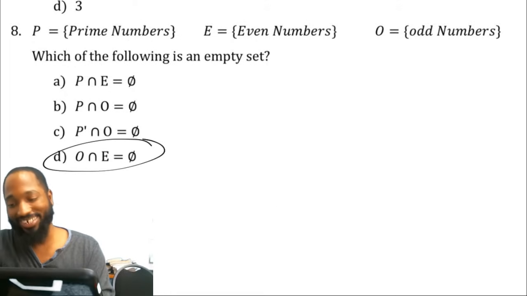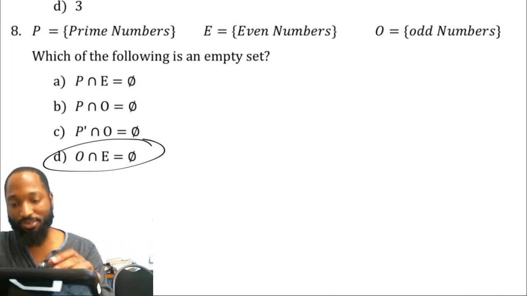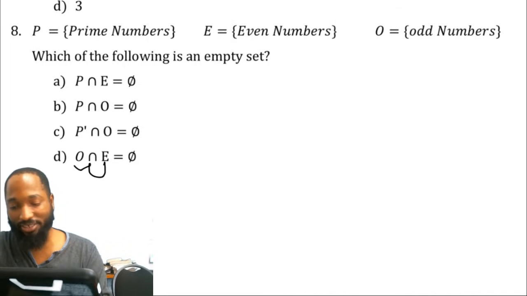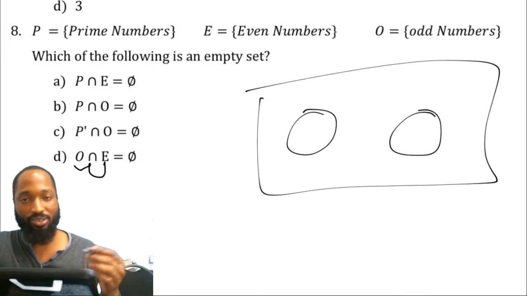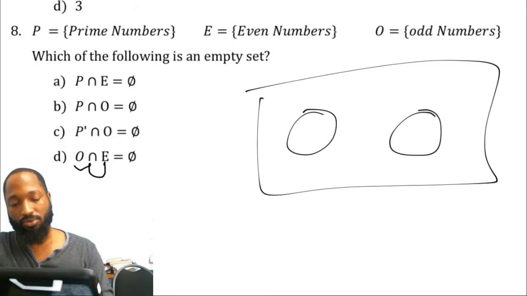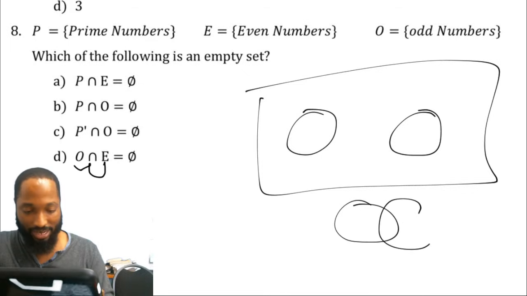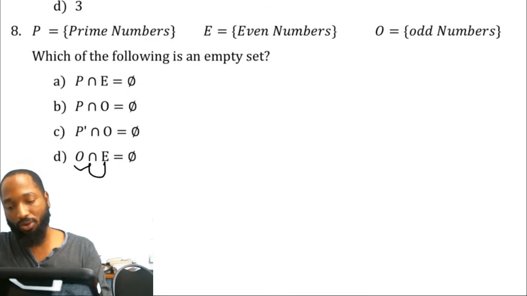Alright, so D: prime numbers, even numbers, odd numbers. Which of the following is an empty set? Well, obviously there are no even numbers that are odd. So odd and even don't mix. That's like disjoint sets, there's no intersection there, like oil and water. So that's an empty set. Nothing is going to end up inside there. You cannot think of an odd number that is also even. So the answer is D. Nobody has any problem with that.